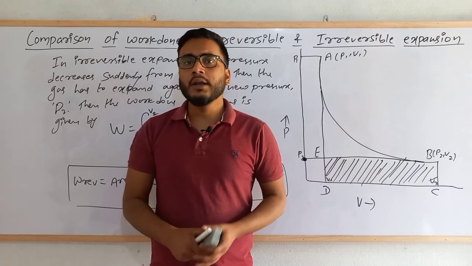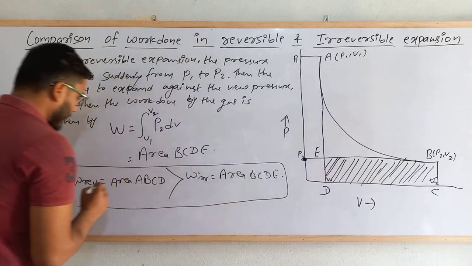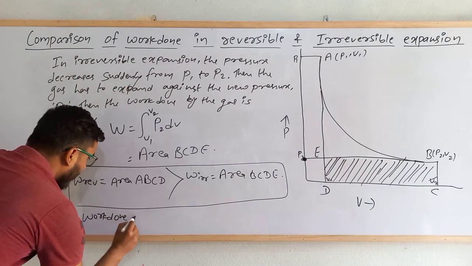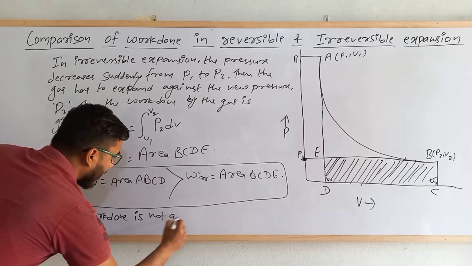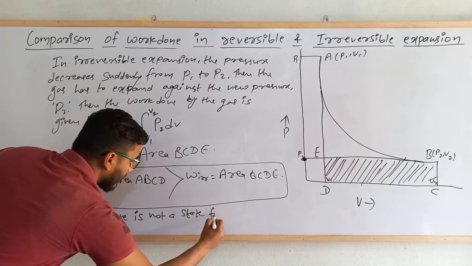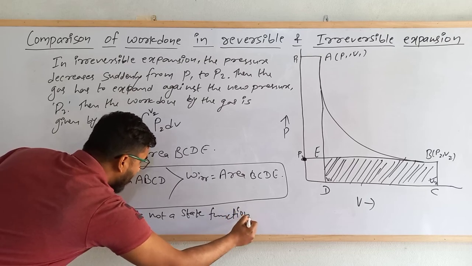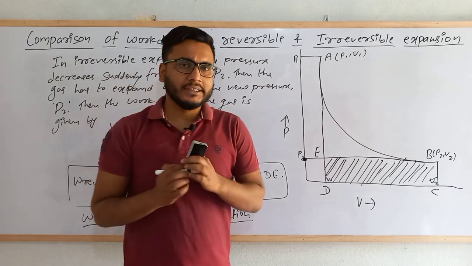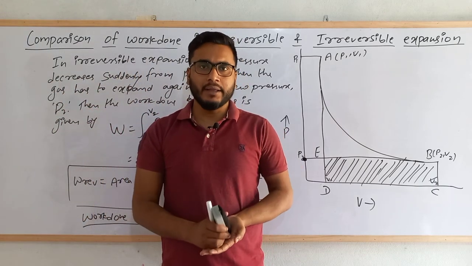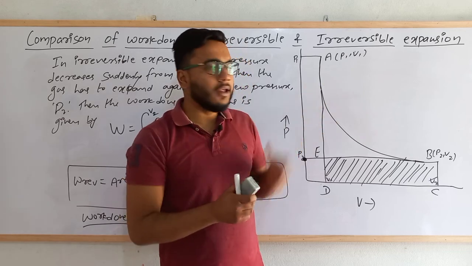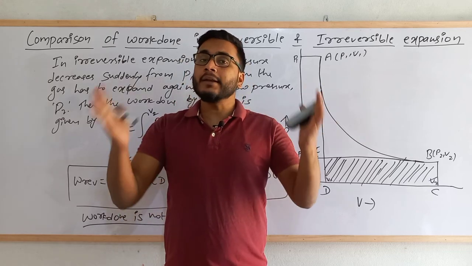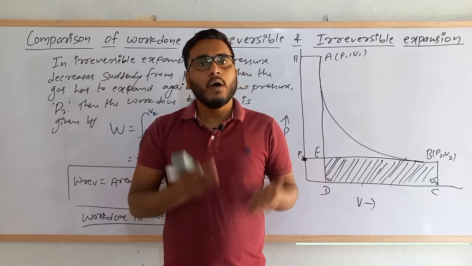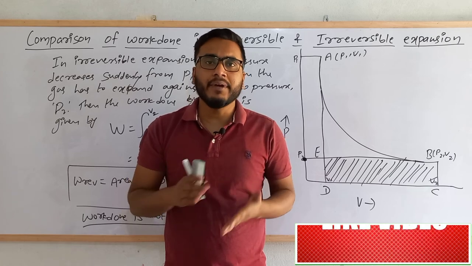That means work done is not a state function. Let me write that. Work done is not a state function. That is, it is a path dependent variable. That means the work done in reversible process is greater than the work done in irreversible process. So by mathematically or graphically, we get the same result.